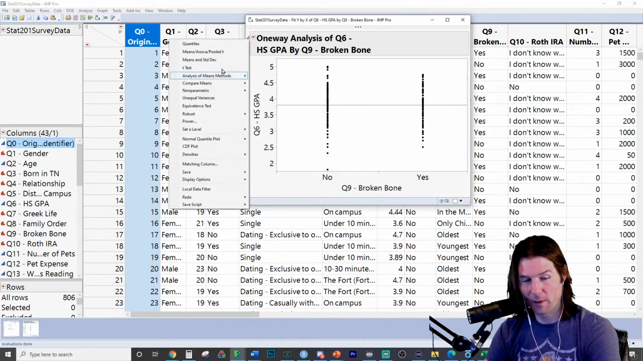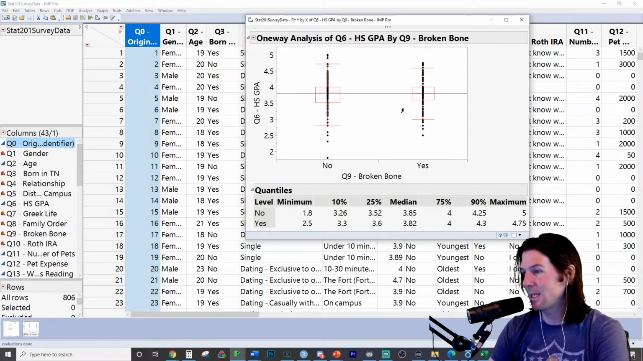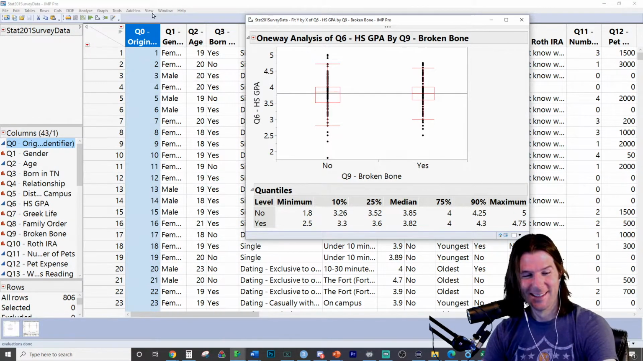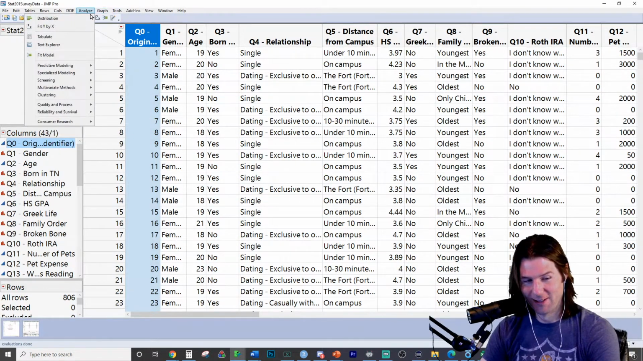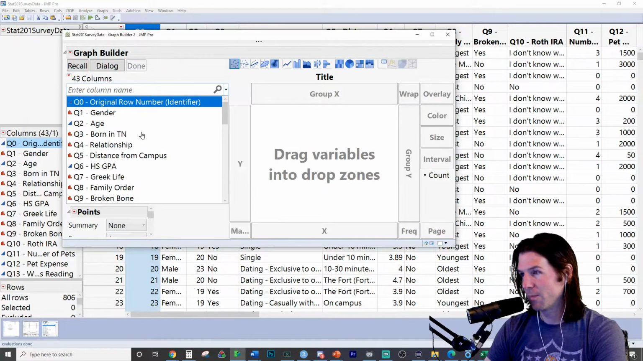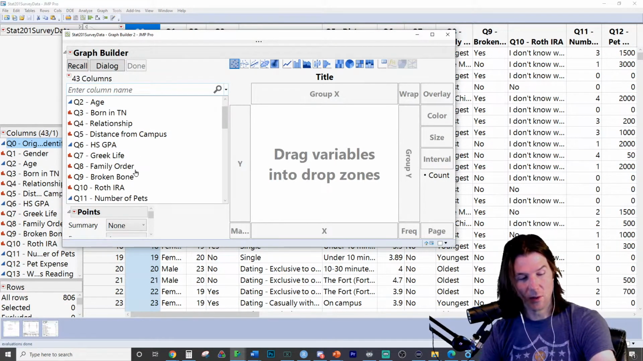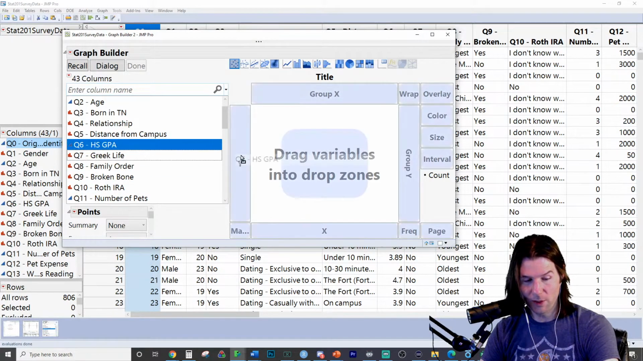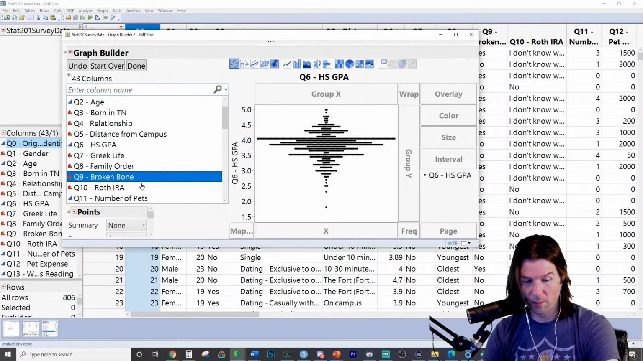You're not making them this way. You're making them the other way. That's side-by-side box plots. You don't have access to that, Andrew. Okay, so scratch what I just said. You're going to use Graph Builder. You'll get the same output. We should technically accept it. So I'm going to go here to Broken a Bone. I'm going to go here to high school GPA. This time I'm going to take Broken a Bone and put it right here.